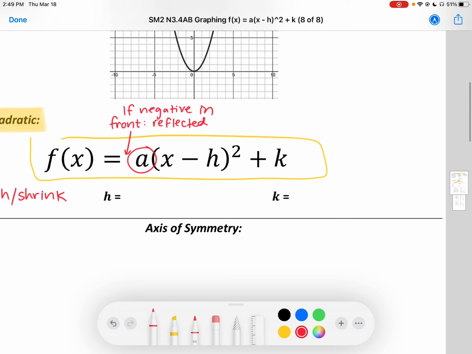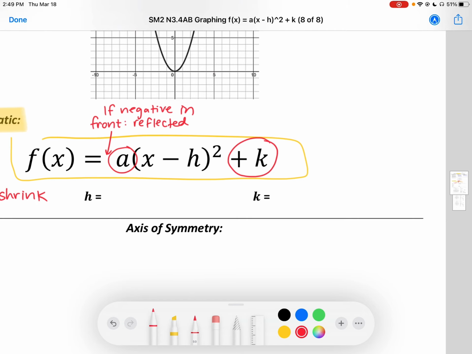Okay, all right, let's do K next. What's my K right here? My K is my vertical shift. Vertical means up and down. Again, we've done this before. If you have a +4 at the end, it'll shift up 4. A -4, it'll shift down 4.